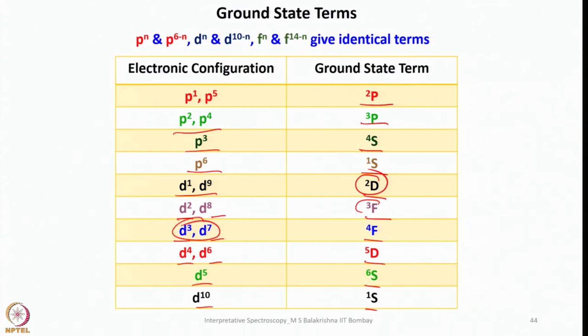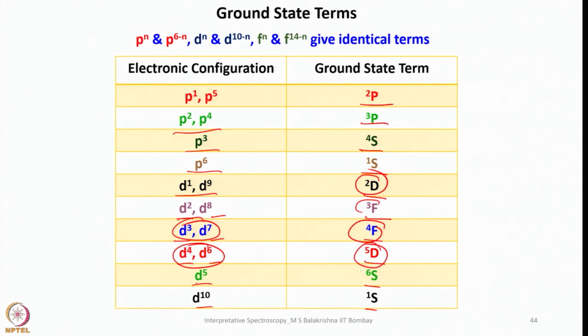Then look at d3 and d7. d3 is two electrons less than the half filled configuration d5, and d7 is two electrons more than half filled. So we have 4F here. And then if you look at d4 and d6, again one less than half filled and one more than half filled, we have the 5D ground term.